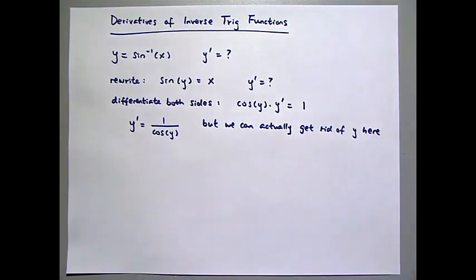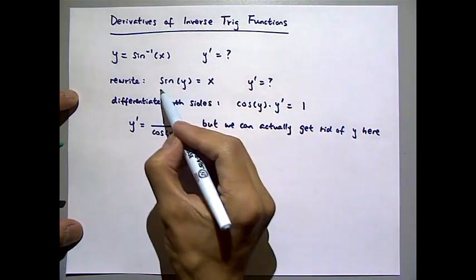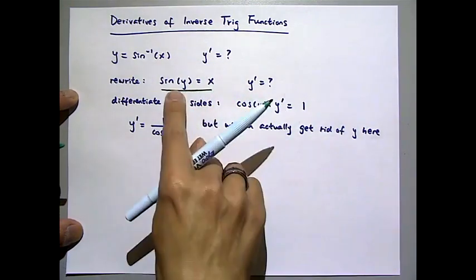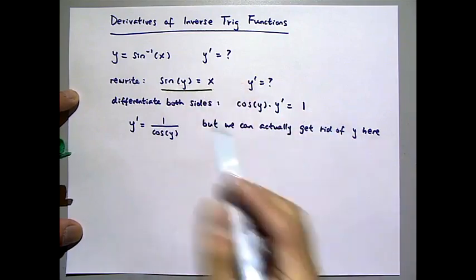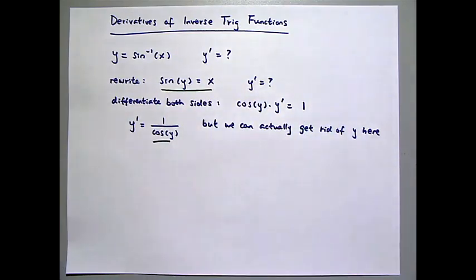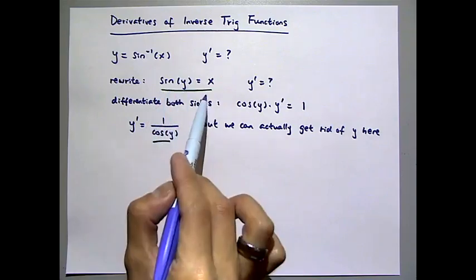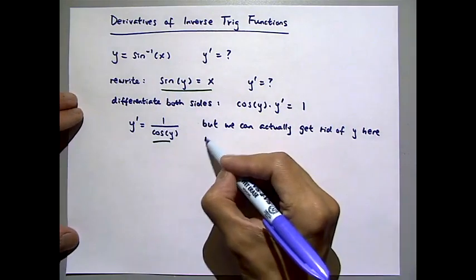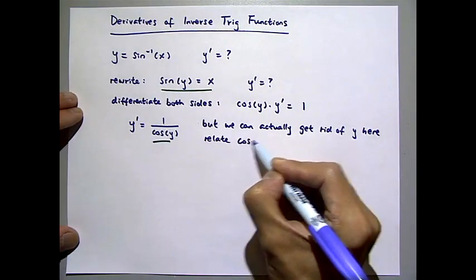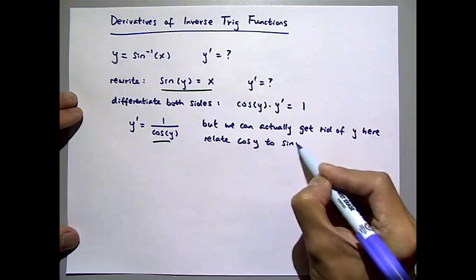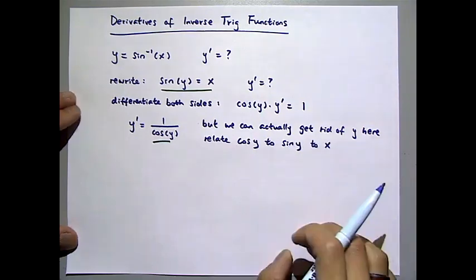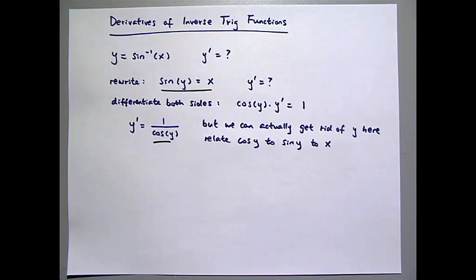So here's the thing. We have sine of y is equal to x. So we can relate sine of y to x in some way. We have a cosine of y that we don't want. But we know sine and cosine are related in some way. So if I can relate this to that, then I can eventually relate that to x. And how do you relate cosine and sine? We have one identity that can do that for us.